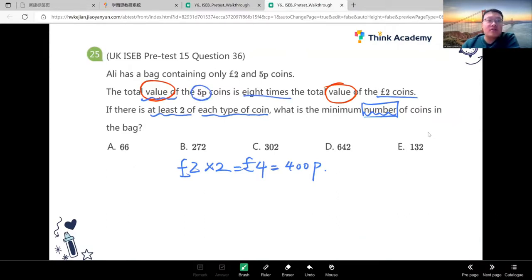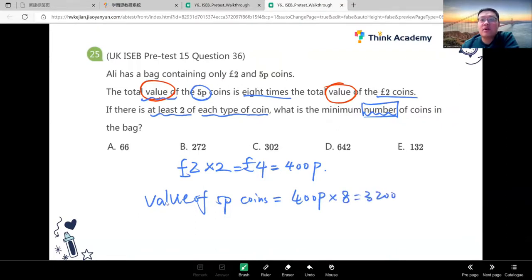And you know the value of 5p coins is 8 times that. So we know that the value of 5p coins equals 400p times 8. So it's going to be 3,200p. And then the question, what is the number of coins?